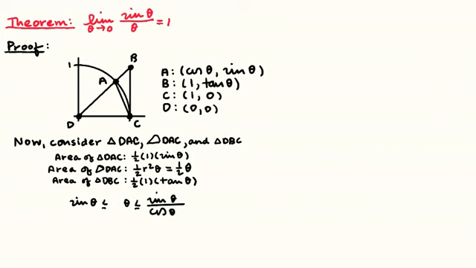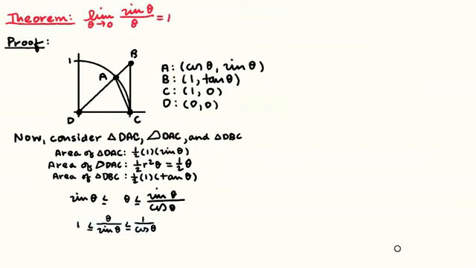And then what I'm going to do is divide all three sides of this inequality by sine theta. Right? So now I have 1 is less than or equal to theta divided by sine theta, which is less than or equal to 1 over cosine theta. I'm just dividing everything by sine theta. Okay. Now, this is not really what I'd set out to show.